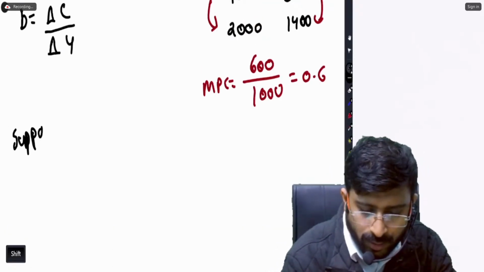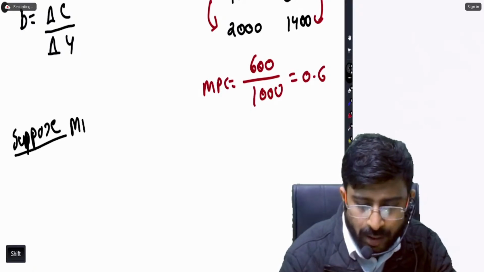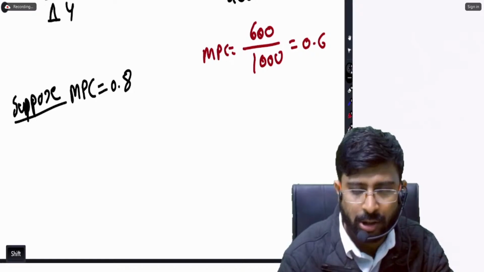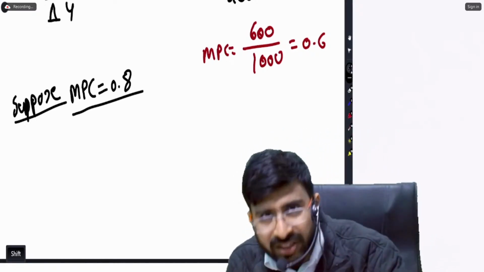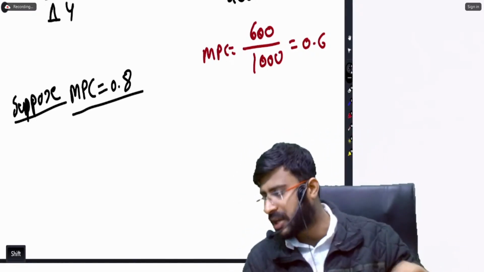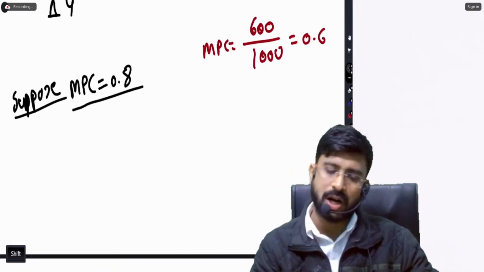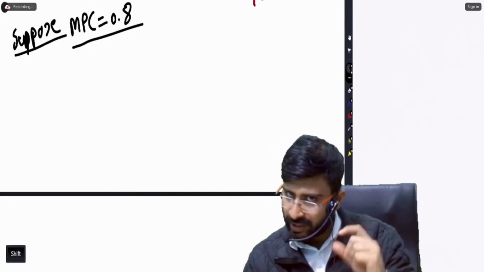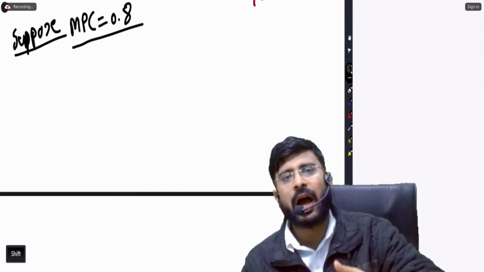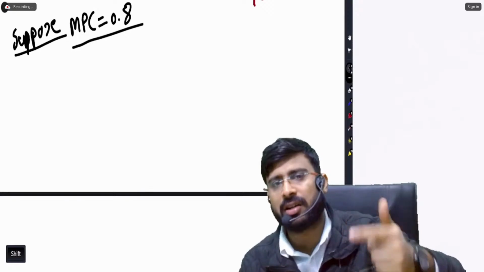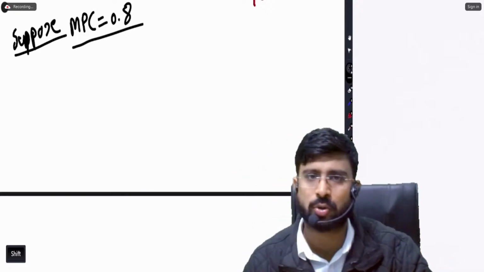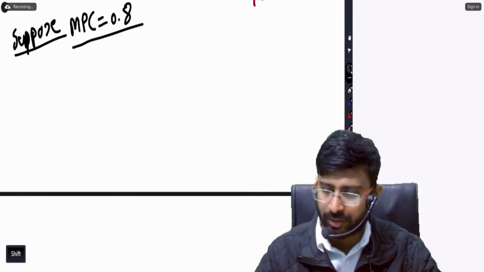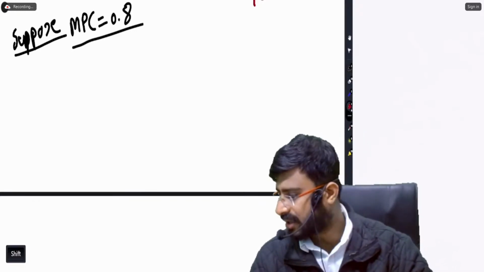Suppose MPC is 0.8. So out of every 100 rupees I earn extra, I spend 80 of that and save 20 extra. This much clear? Yes or no? Agreed, disagreed? If agreed, write down agreed. Suppose MPC is 0.8, it means out of every extra 100 I earn, I spend 80 and save 20. This much understood, not understood? In the chat box, please. Yes, sir, we understood.